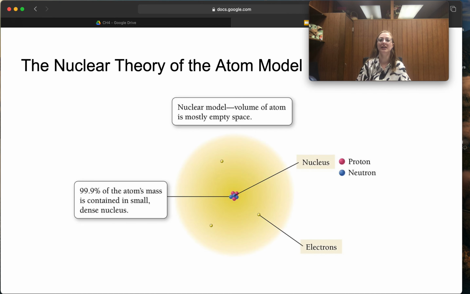So that is the history of where we got the atom from, a little bit about atomic theory and a bit about nuclear theory. After this, I'll upload a video with a little bit more about those subatomic particles and then how we can start to identify atoms as elements and tell them apart from each other.